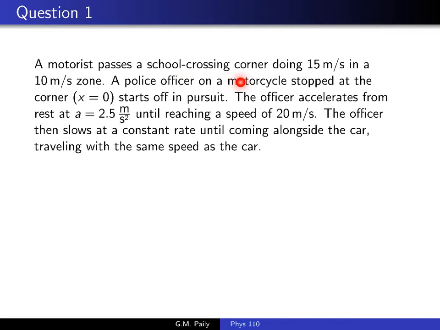A motorist passes a school crossing corner doing 15 meters per second in a 10 meter per second zone. A police officer on a motorcycle stopped at the corner, which we take as x equals 0, starts off in pursuit. The officer accelerates from rest, so the initial velocity is 0, at an acceleration of 2.5 meters per second squared until reaching a speed of 20 meters per second. The officer then slows at a constant rate until coming alongside the car, traveling with the same speed as the car.